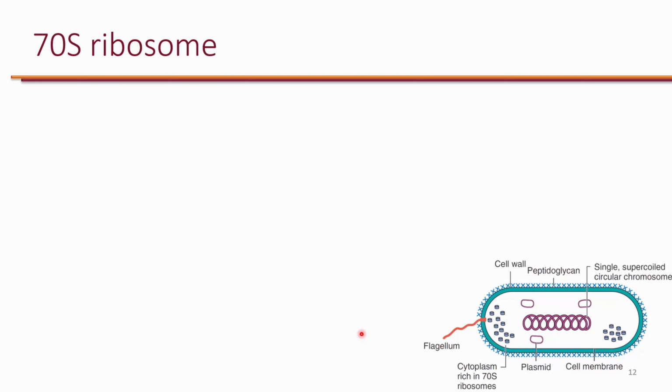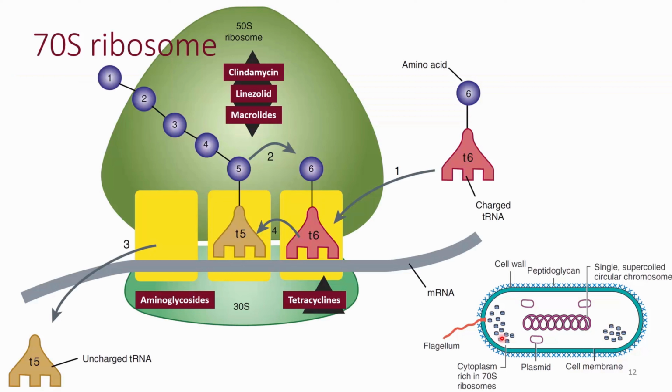In this picture, we're looking at a typical bacterial cell. You can see that inside the cell there is a circular chromosome along with multiple plasmids. There are also multiple ribosomes. In prokaryotes, we have 70S ribosomes. So all of these 70S ribosomes are floating inside the cytoplasm. Now, the 70S ribosome is the primary site of action of aminoglycosides.